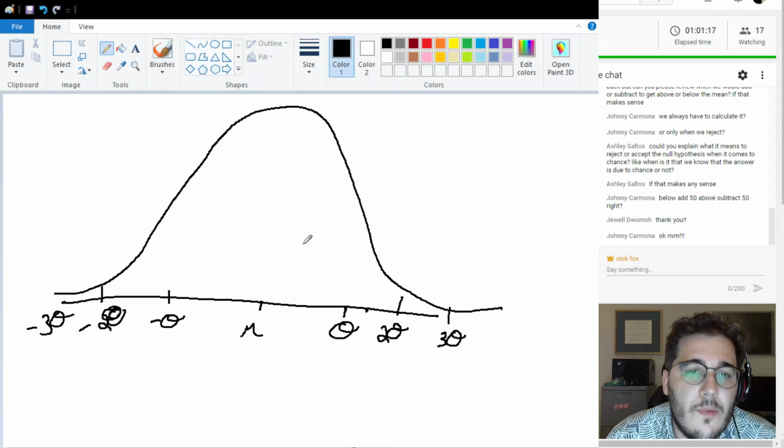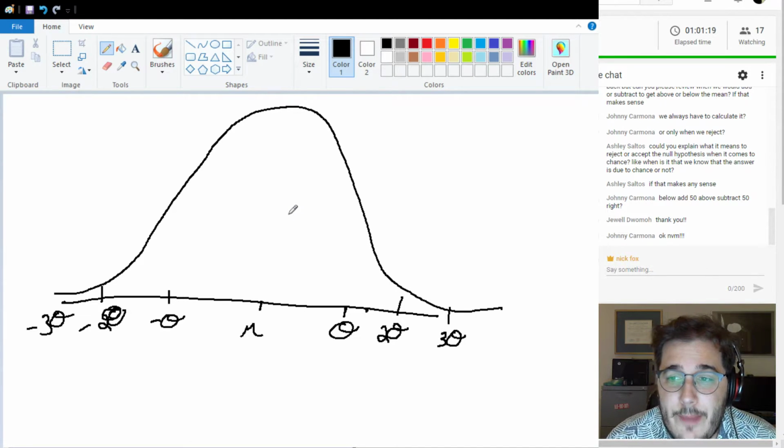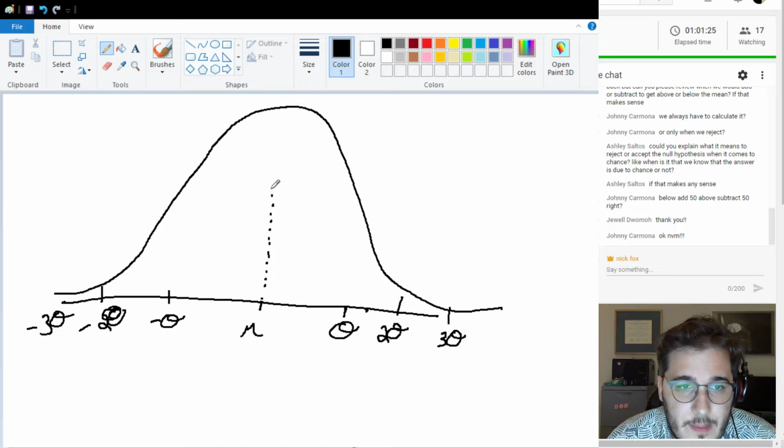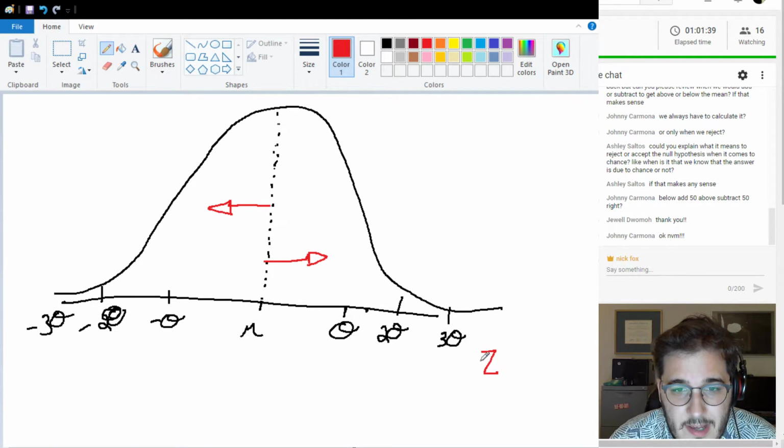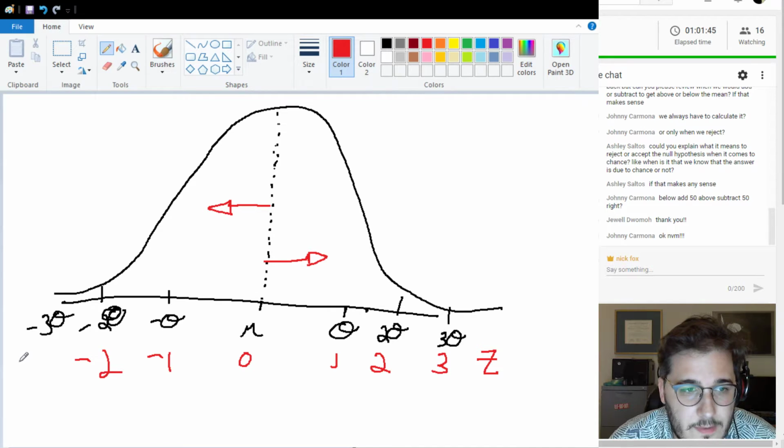Okay, so basically it depends on what the question's asking you, right? The Z table in the back of the book always gives you the area under the curve from the mean to some distance in Z's, right? So if this was Z, this would just be 3, 2, 1, 0, -1, -2, -3.